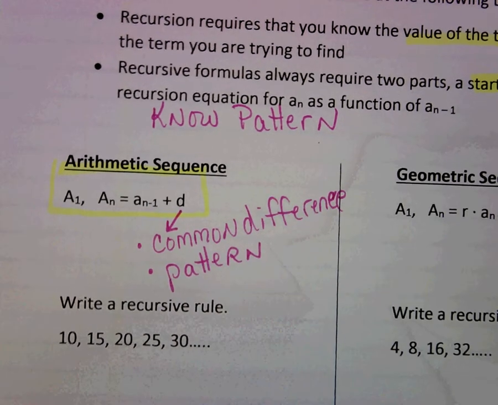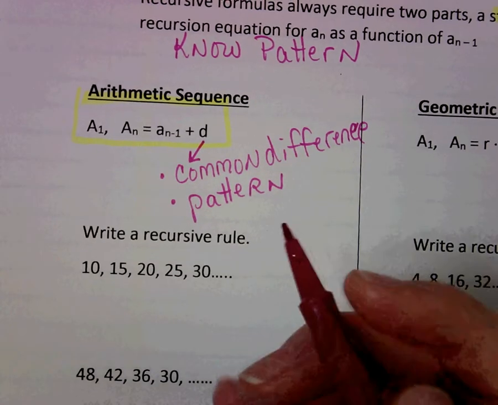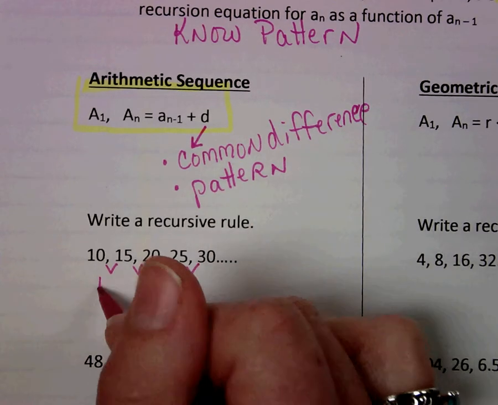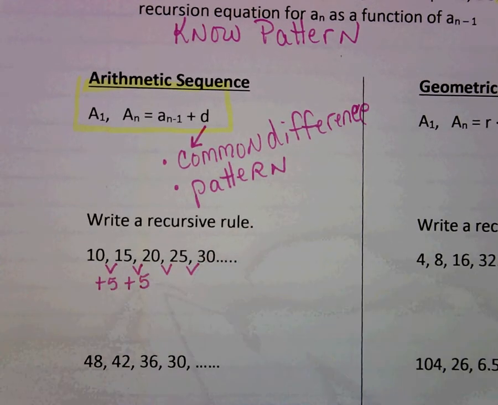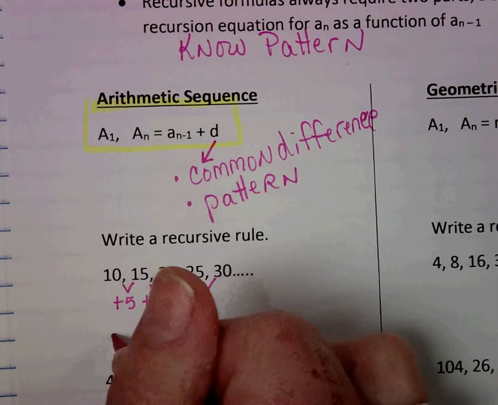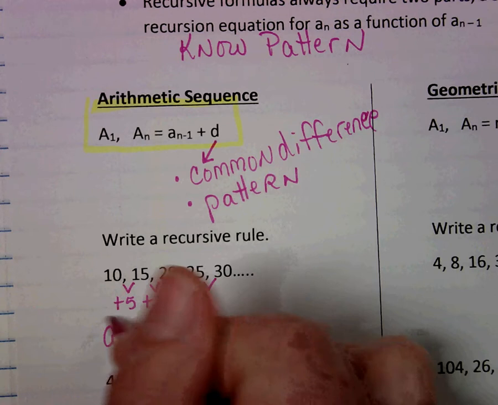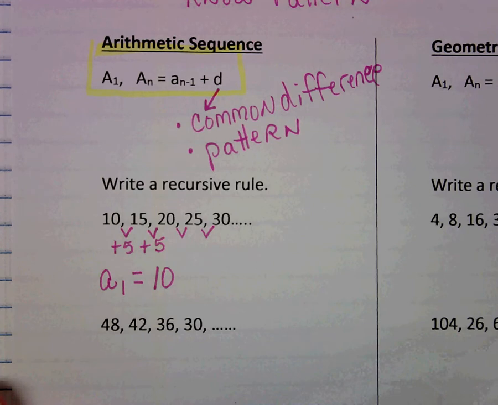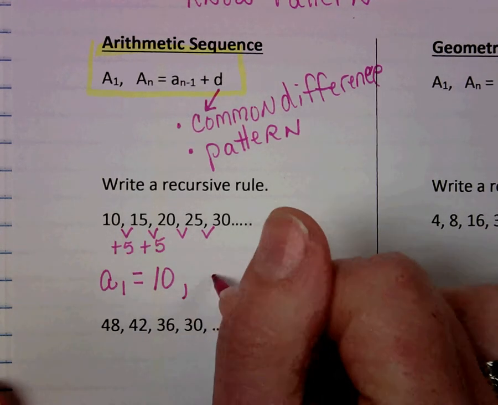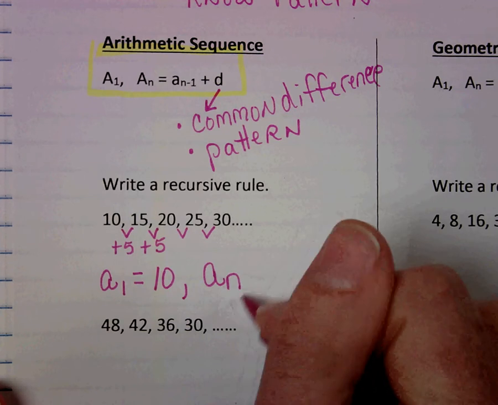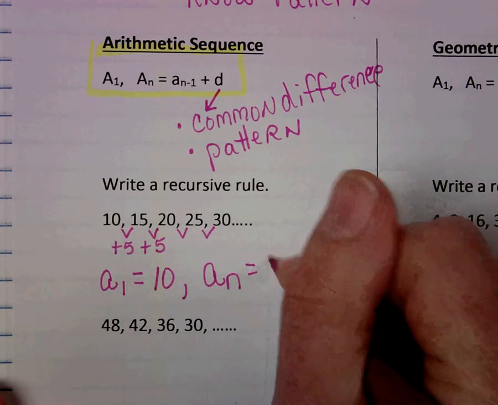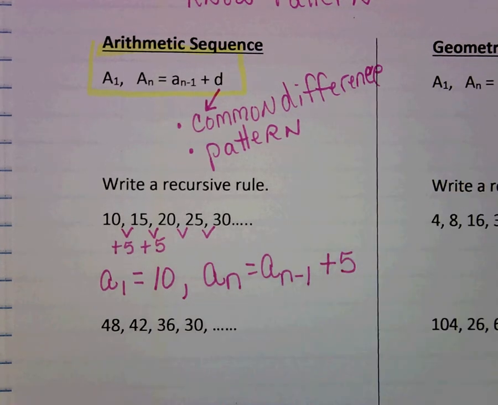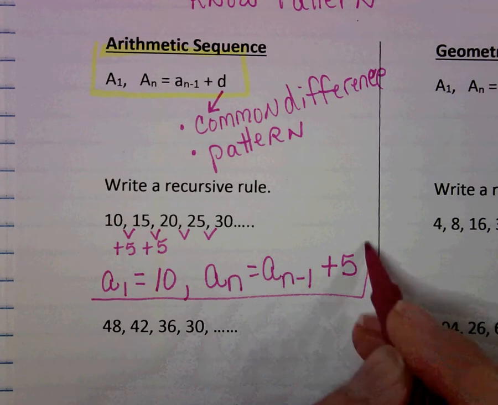Okay, so to write a recursive rule for this first sequence, let's start out by finding the pattern. What are we doing? Remember, it needs to be an adding or subtracting pattern. We're adding 5 every time. So our recursive rule is a sub 1, well, what is our first term? Remember, a sub 1 represents our first term. Our first term is 10, so we say a sub 1 equals 10, comma, and then we say a sub n, because we could find any term, equals a sub n minus 1, and then we write the common difference, plus 5. And that's it. This is our recursive formula or equation.